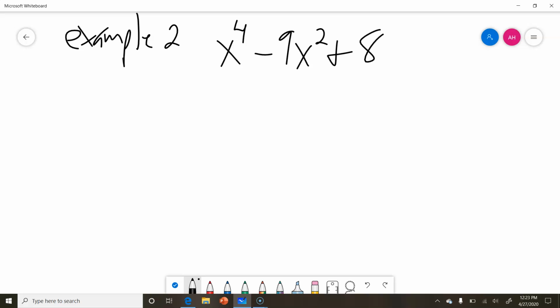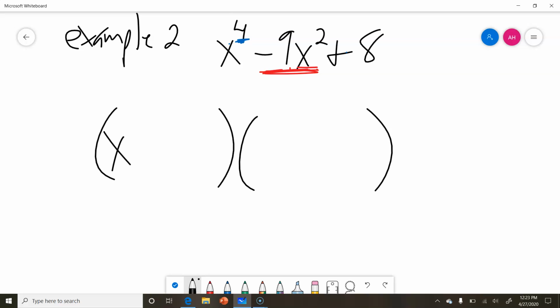So on this kind of problem, the first thing we need to do is realize that this is not a difference of squares, right? It has our negative 9x squared in the middle, which means we have all kinds of stuff to do, because we can't take the square root of 8. So what do we do? Well, we're going to treat this as if it was just a normal x squared problem. Even though it has x to the fourth, we're just going to think about it a little differently.